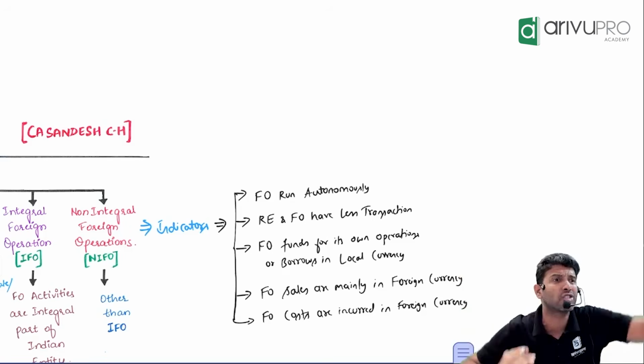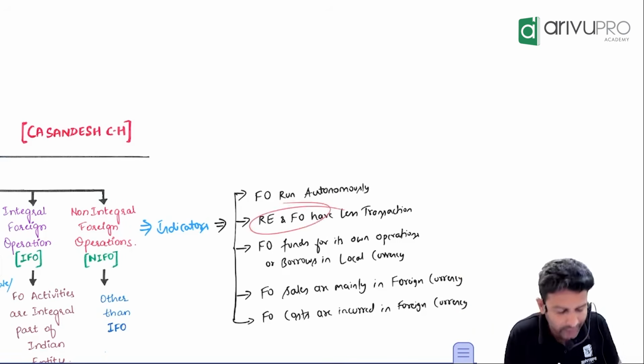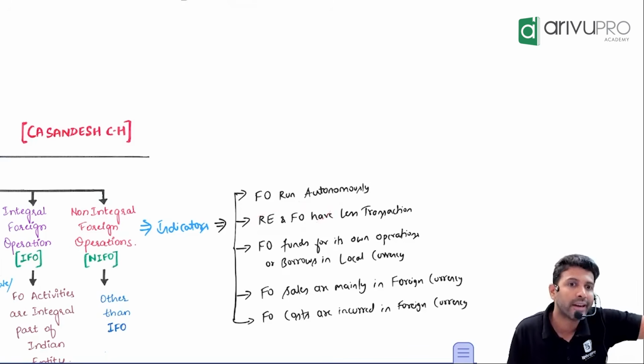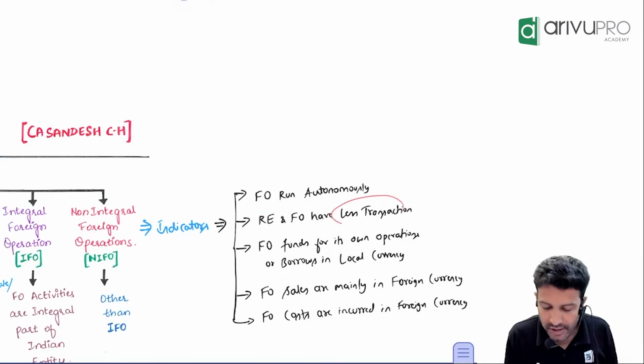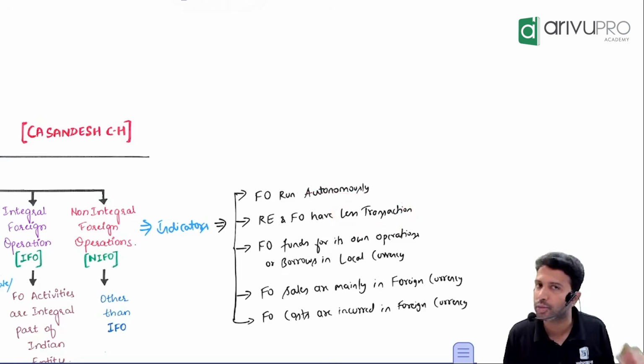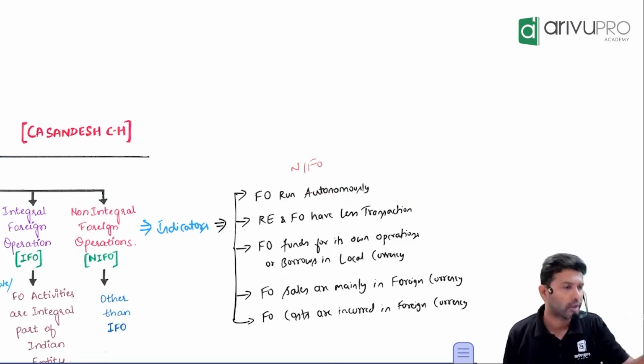Now you tell me, if they are not connected, the Indian entity and the foreign operation will have high transactions or less transactions? If the reporting entity, meaning the Indian entity, and the foreign operation have less transactions, then that is one of the indicators of what? Non-integral foreign operation. Third one.